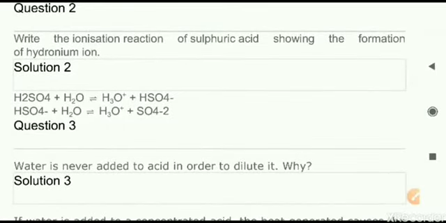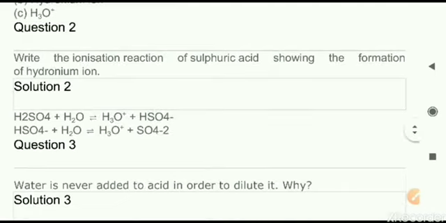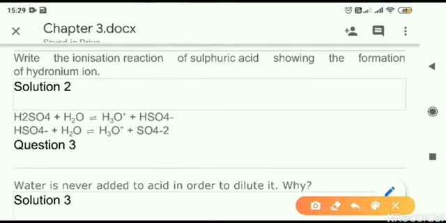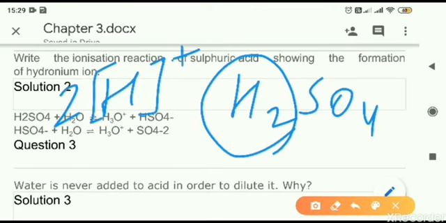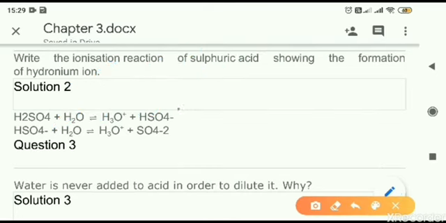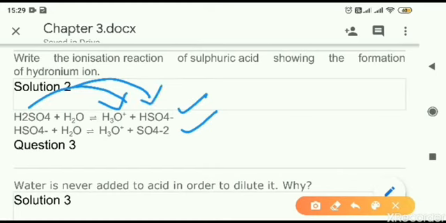Next, question number 2, write the ionization of sulfuric acid showing the formation of hydronium ion. So they are asking for the ionization reaction of sulfuric acid. Sulfuric acid, H2SO4, contains 2 hydrogen atoms, that means it can produce 2 H+. As a result, the reaction will happen in 2 steps, and you have to write both reactions. In the first step, H2SO4 breaks down into 2 parts. One is H3O+, the hydronium ion, coming one time, and the remaining part is HSO4-.